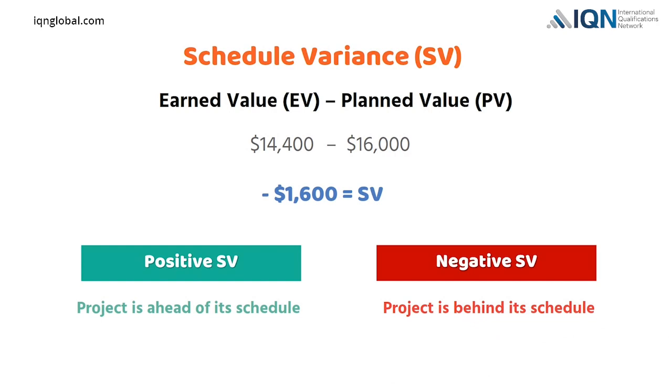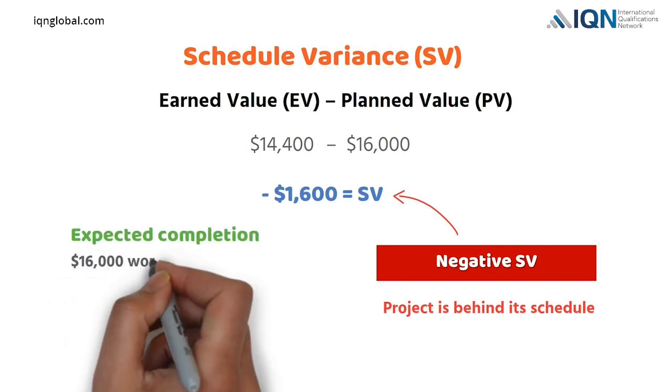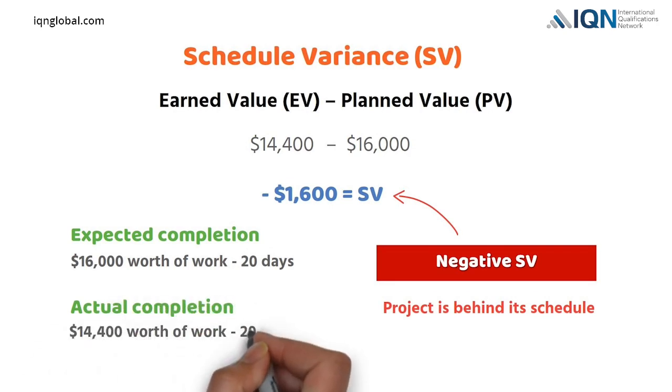In our example, negative schedule variance of $1,600 indicates the project was supposed to complete $16,000 worth of work by the end of 20 days. But it is behind schedule because it completed only $14,400 worth of work within 20 days.